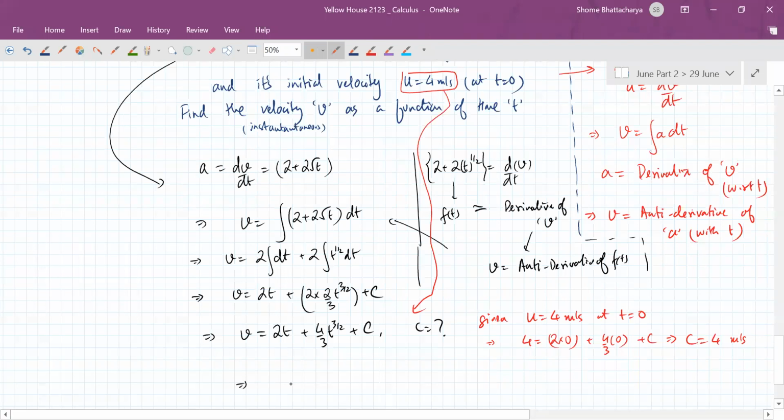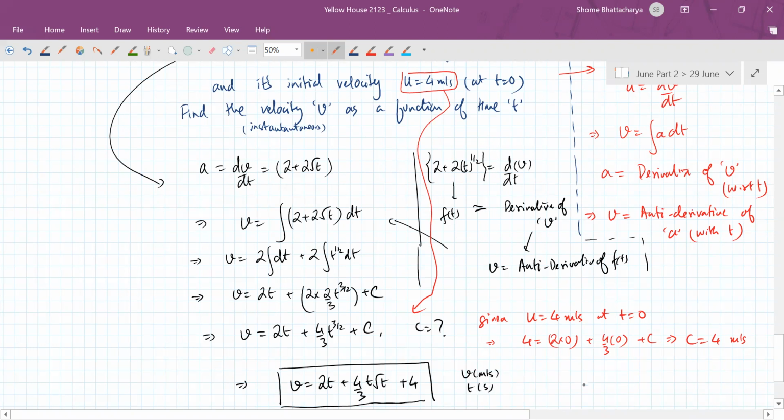So now we have the complete answer: v as a function of time is 2t plus 4 by 3 t root t, plus 4, where v is the velocity in meters per second and t is in seconds. Now you can see that this will satisfy the above two conditions. If we differentiate this, we will get this. And you can see that v is equal to 4 meters per second at t equal to 0.